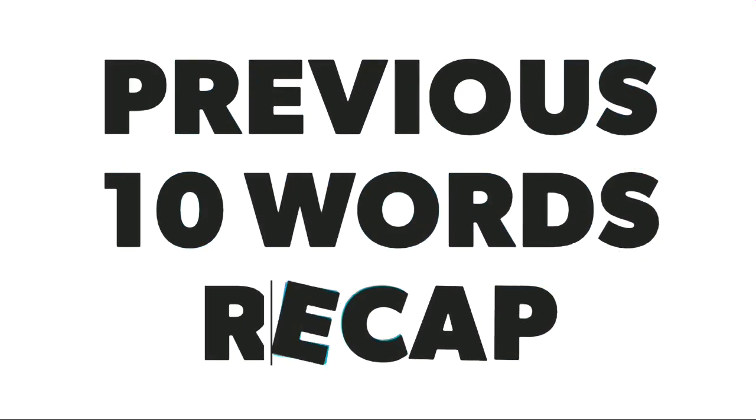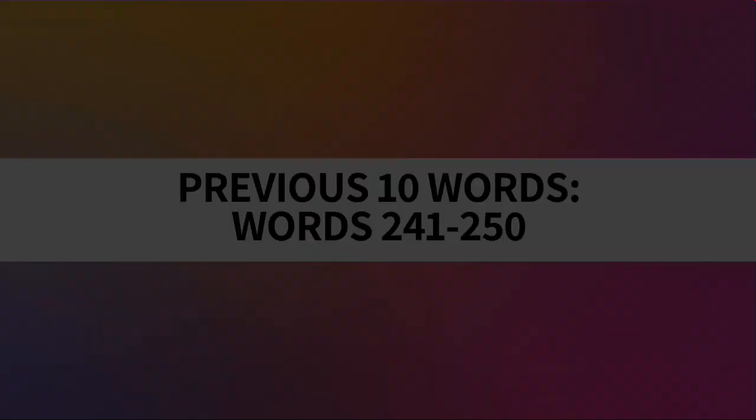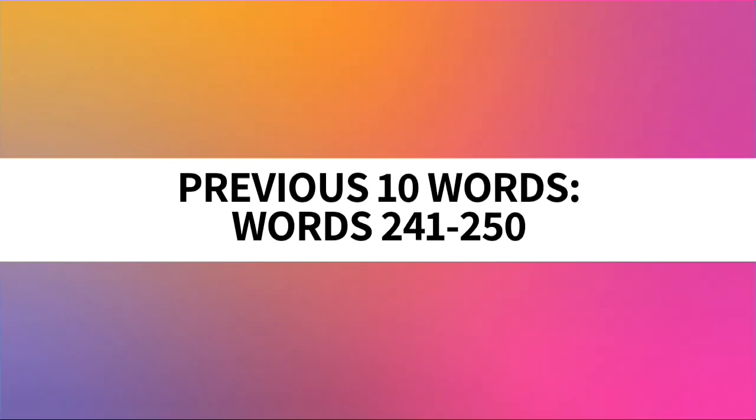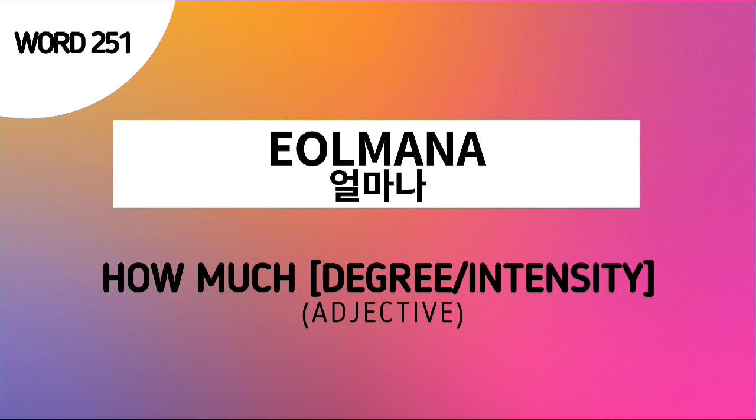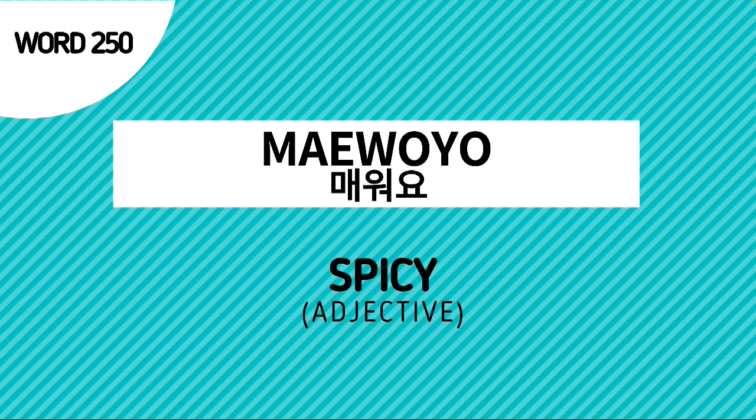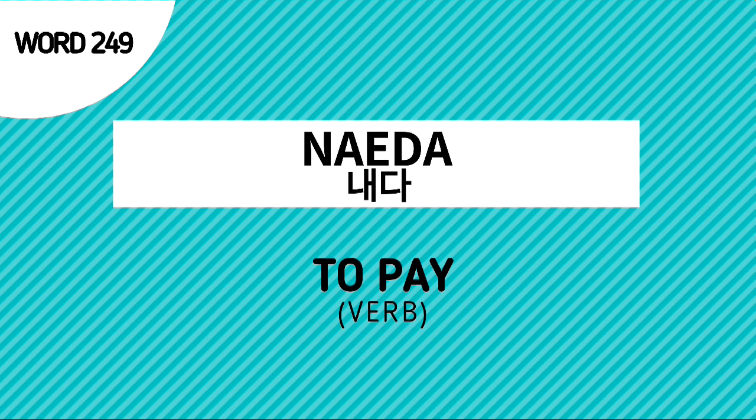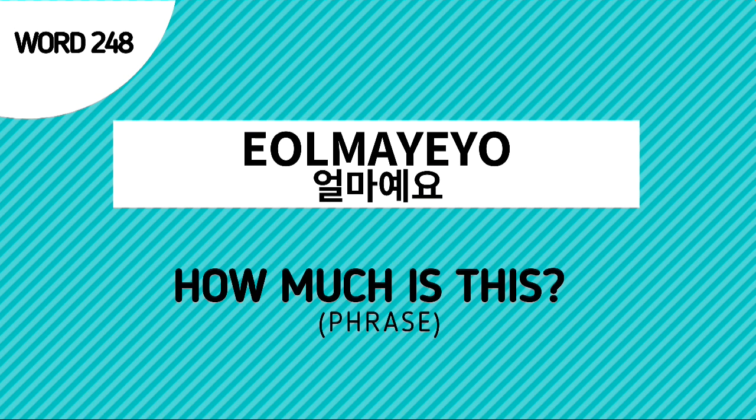Now let's proceed to the previous 10 words recap. As of now, the previous 10 words are words number 241 to 250. But don't forget our word for today, word number 251, 얼마나. This is used to ask how much the degree or intensity of a certain adjective or adverb is. Word number 250 is 매워요, which means spicy. Word number 249 is 내다. This is a verb which means to pay. Word number 248 is 얼마예요, and this is used to ask how much is this.